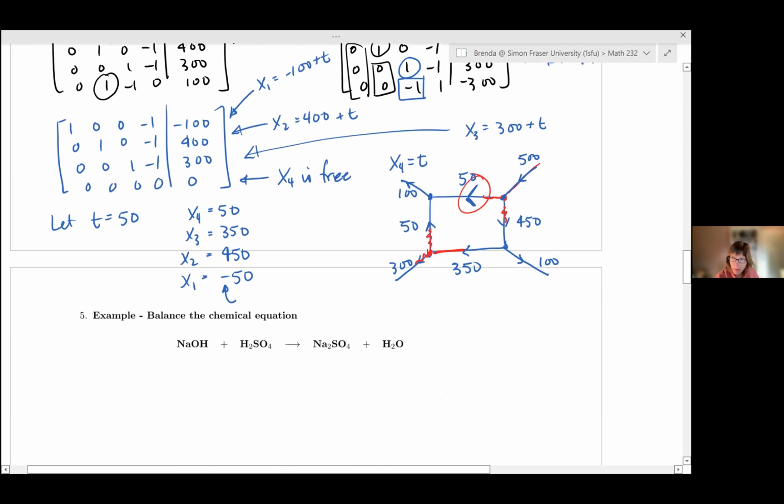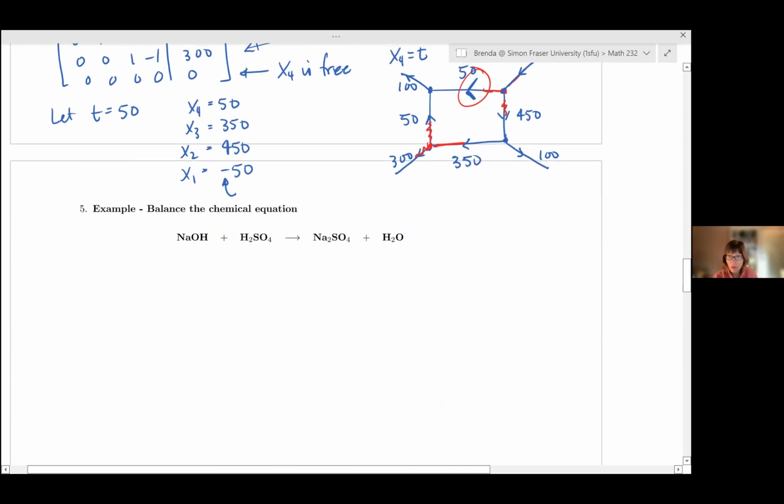Okay, next type of example is the balancing of the chemical equation. You need to know nothing about chemistry in order to do this. All you have to understand is that you're being told if you take this chemical and you react it with this chemical, you get this compound out plus this compound. Many of you probably already know what these things are, but it honestly does not matter if you do not. What this is telling you is that for reasons of chemistry, this is what happens.